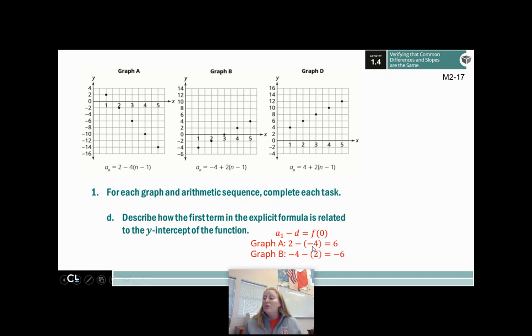I found that if I took my first term on graph B, which was a negative 4, and if I subtracted my common difference of 2, that would give me a negative 6. Yay. And sure enough, that's where it should hit my y-axis. For D, not C, I did the same thing. My first term was 4. So I'm going to subtract my common difference of 2. And that tells me my y-intercept should be 2. And sure enough, if I kept that line going, I could see it would hit my y-axis at 2.